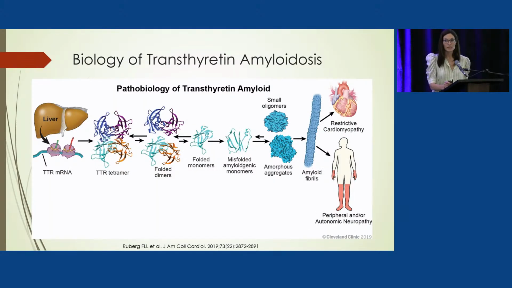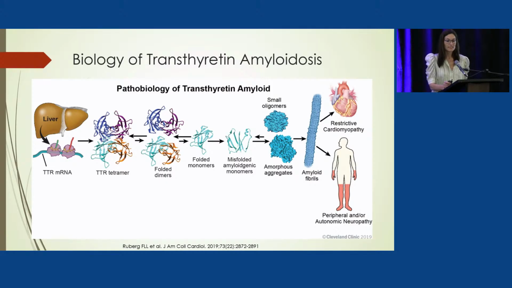Amyloid forms when a protein fails to acquire or loses its physiologic functional fold. This can occur because of post-translational modifications like oxidation, glycation, phosphorylation. It can happen due to abnormal proteolysis or due to point mutations in the gene.